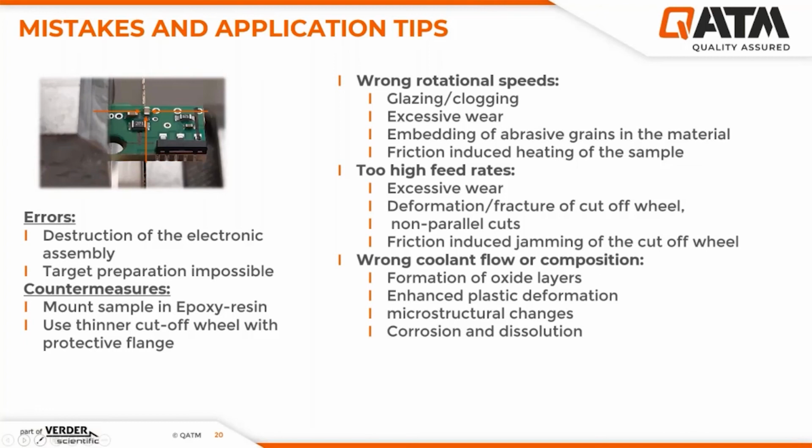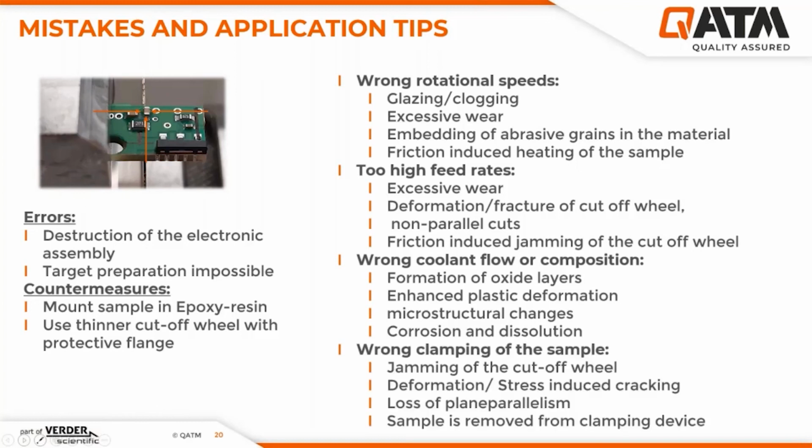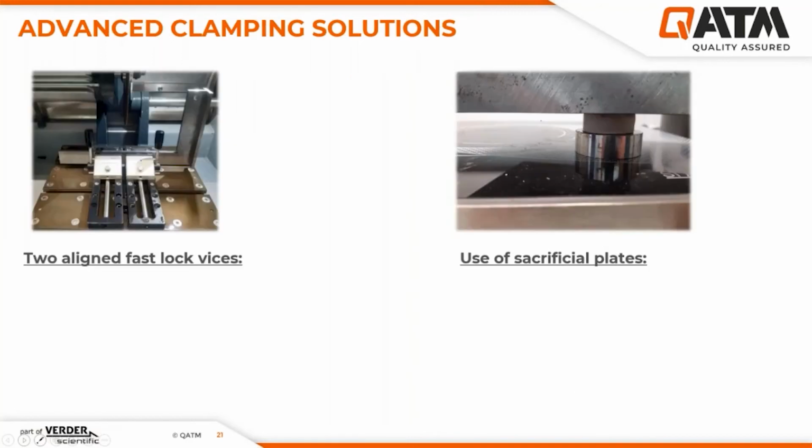Corrosion and dissolution also may occur, and the dissolution is especially a problem if you are sampling polymeric materials. If you use the wrong clamping solution for a certain sample, you can observe the jamming of the cutoff wheel, deformation or stress-induced cracking of the sample, as well as a loss of plane parallelism. And in some extreme cases, the sample is even removed from the clamping device. So advanced clamping solutions are quite important.